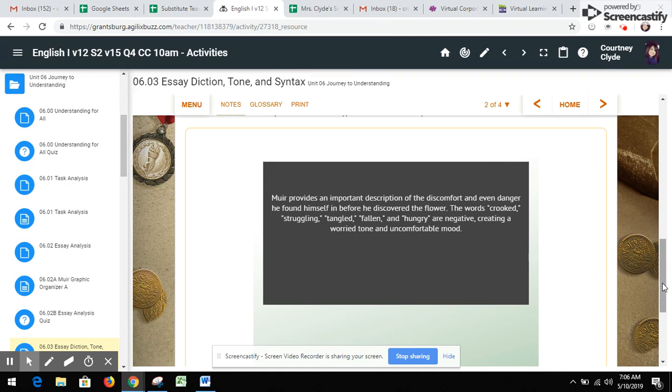And so what he did in the essay is that he set the tone using those words. He gave you this feeling that he was a little bit frustrated, right, and a little bit like, oh, I don't know if this is going to be good. And then what happens when he finds the flower, and how is there a shift in tone?